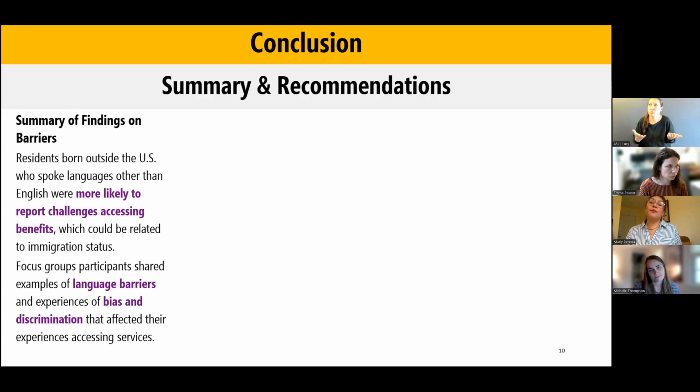So now we will review the summary and recommendations based on our studies. So it's a quick summary of the findings I just shared. Residents born outside of the United States who speak a language other than English were more likely to report challenges accessing benefits, which could be related to their immigration status. Focus group participants shared examples of language barriers and experiences of bias and discrimination that affect their experiences accessing services.